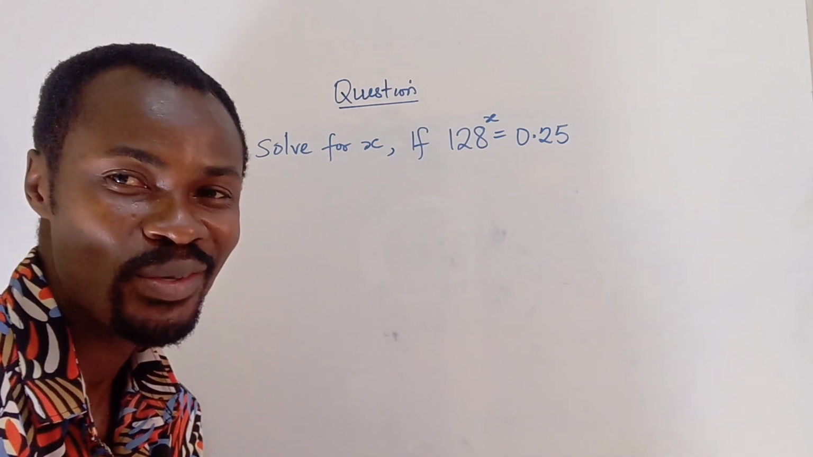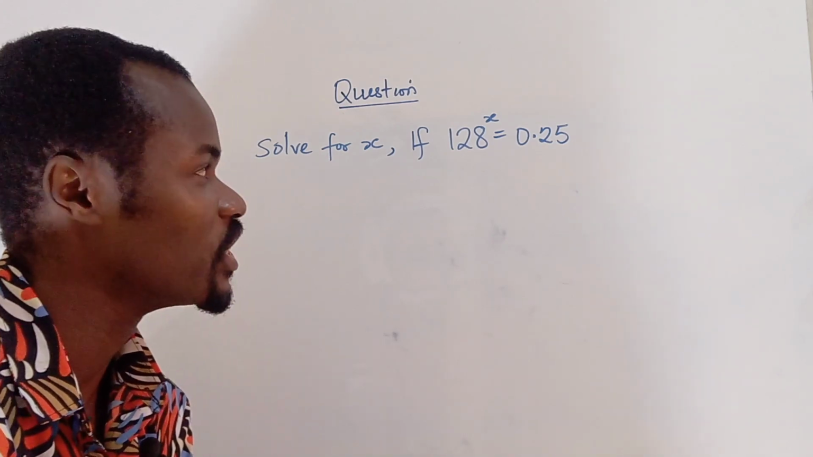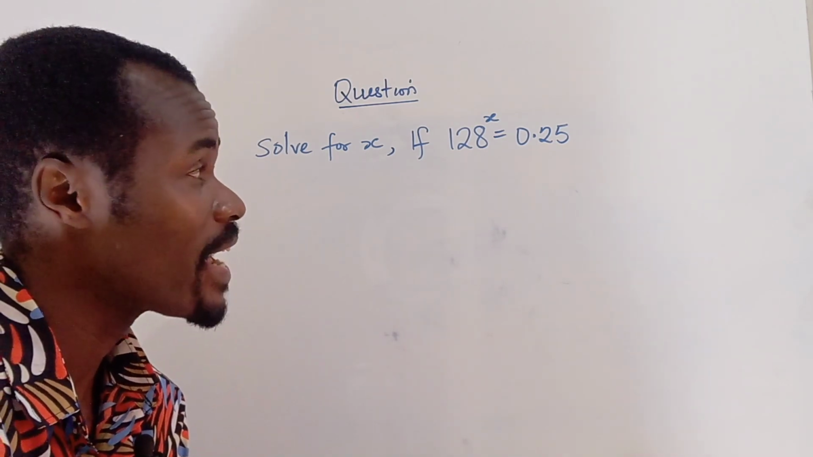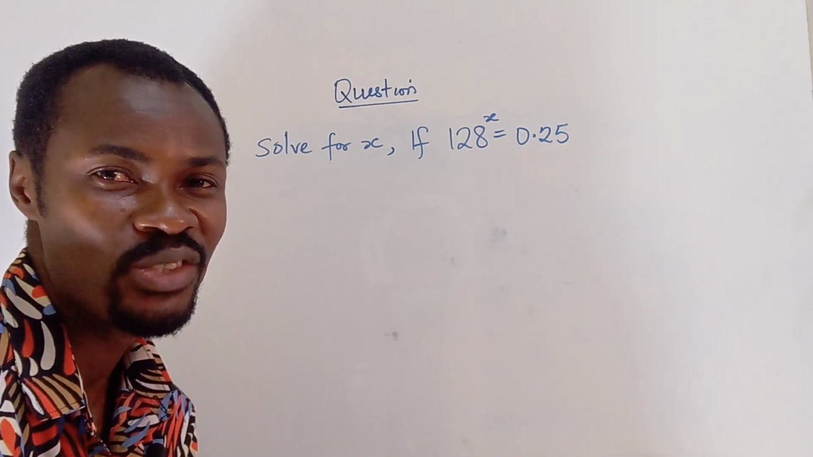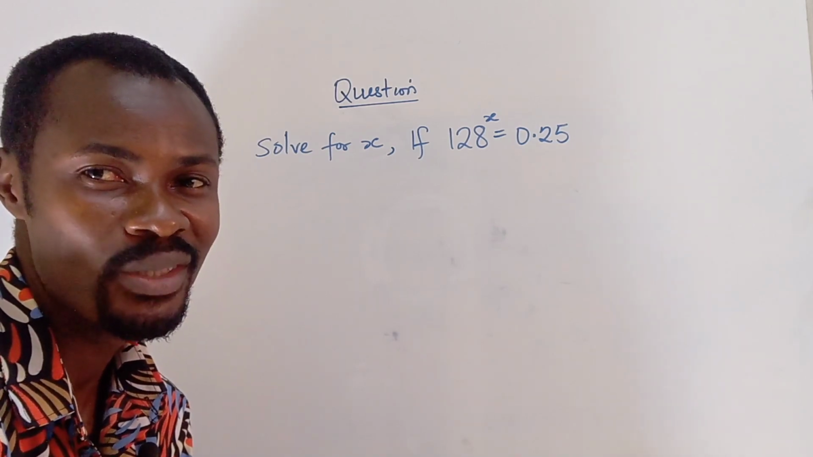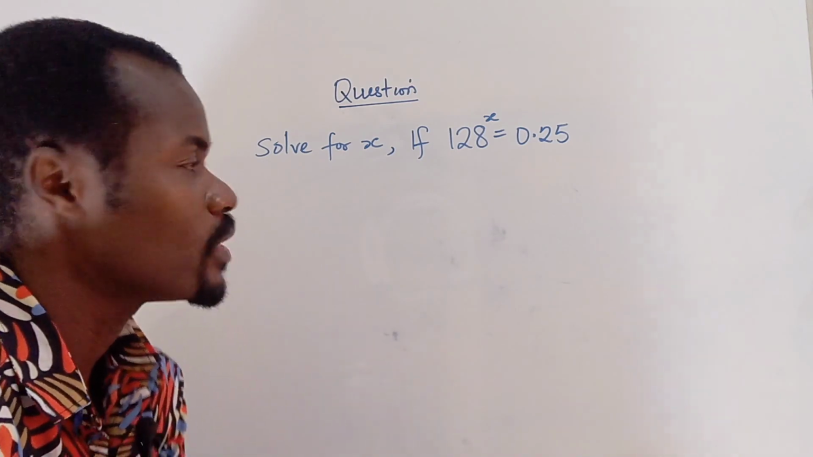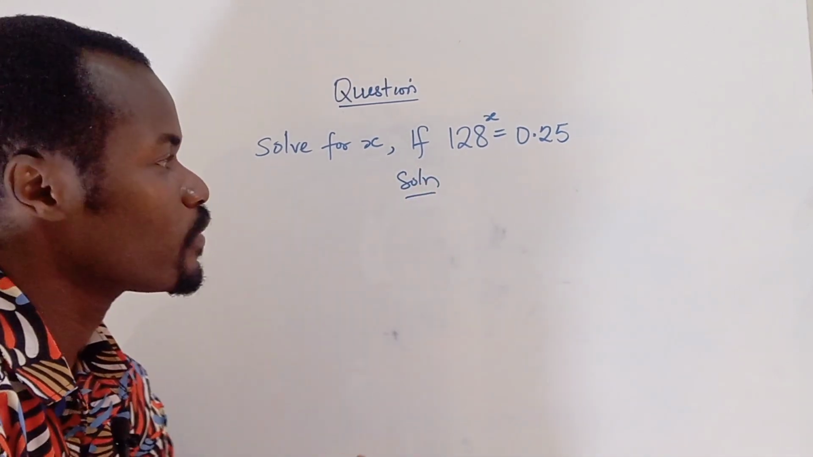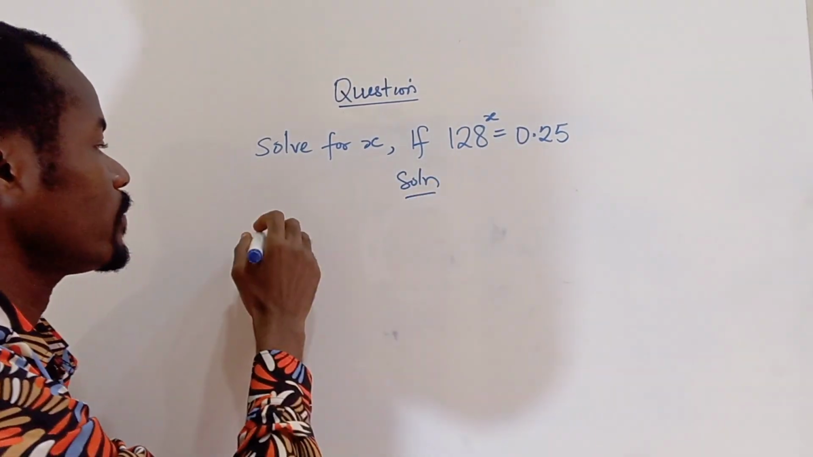Alright, so today we are going to be looking at a problem on exponential equations or indices. It says, solve for x if 128 raised to the power x is equal to 0.25. So our simple solution to this is going to be, alright, the first thing is 0.25, okay?